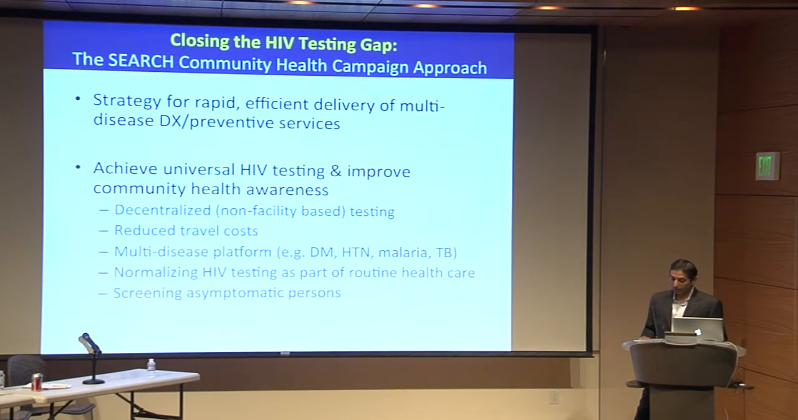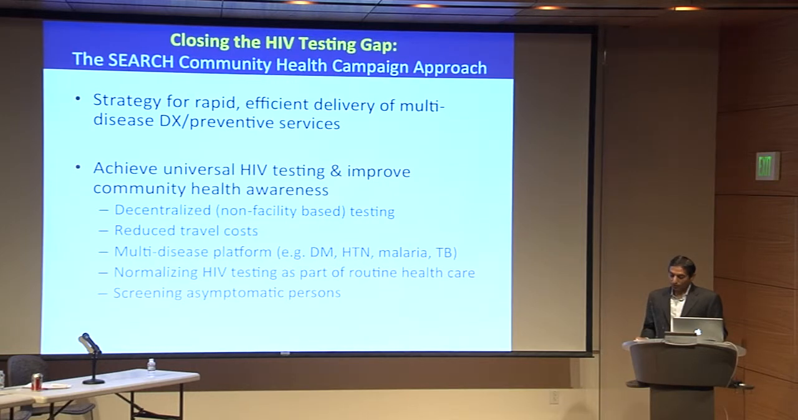And this campaign has several features, and the goals are for it to be decentralized. It's not at facility. For it to offer reduced travel costs because of that very fact, for it to be a multi-disease platform, testing for diabetes, hypertension, malaria, and TB, as well as HIV. And wrapped up in that concept is to normalize HIV testing as just part of routine healthcare and not its own specialized thing, and you're here just for an HIV test. So it's really to put HIV in the middle.